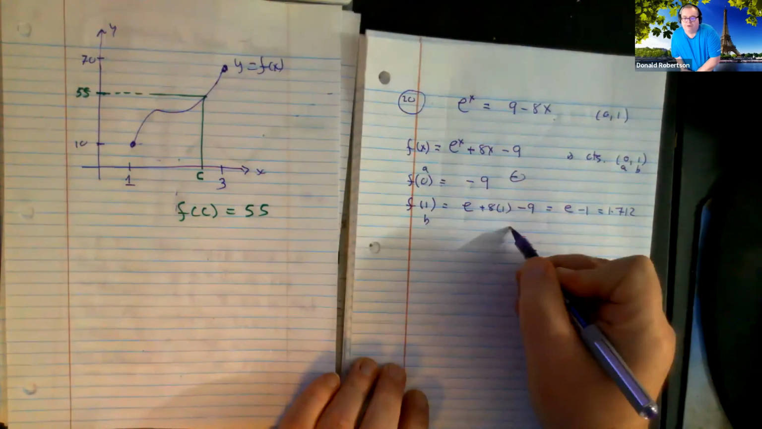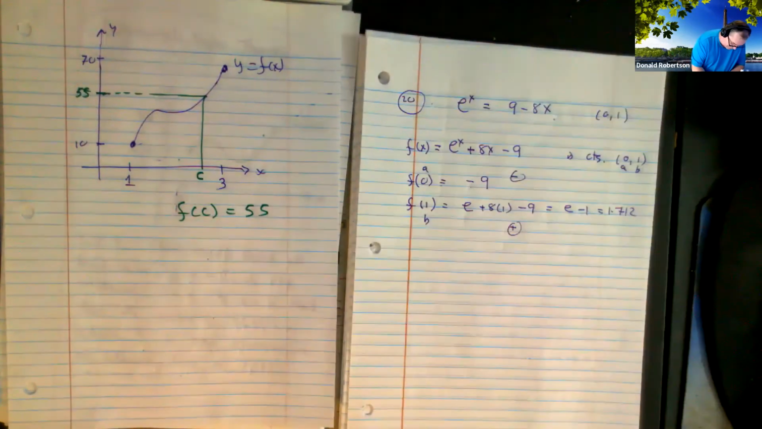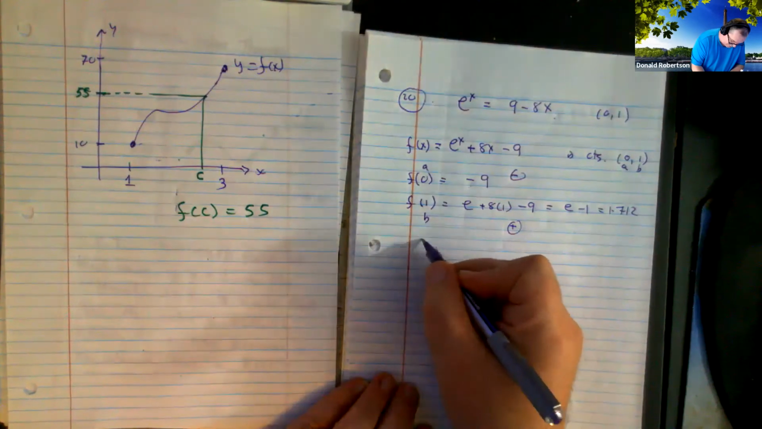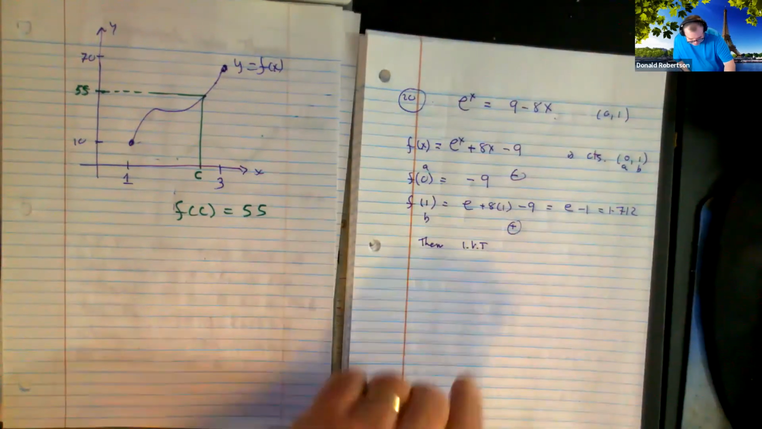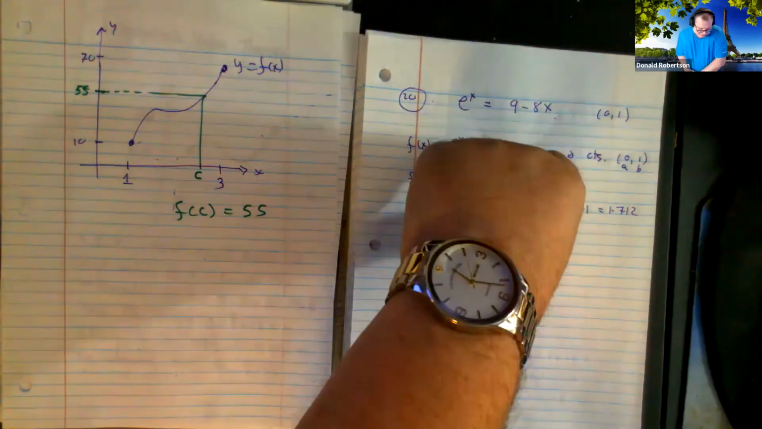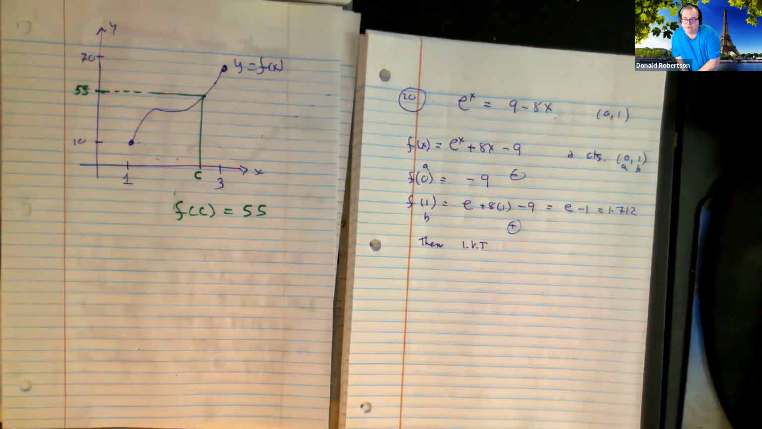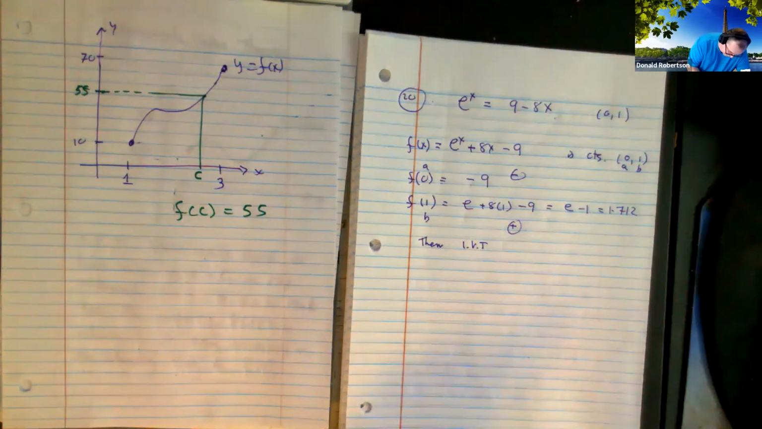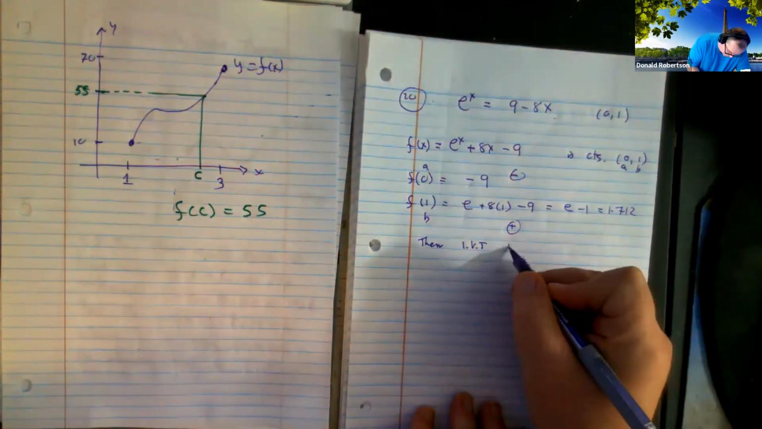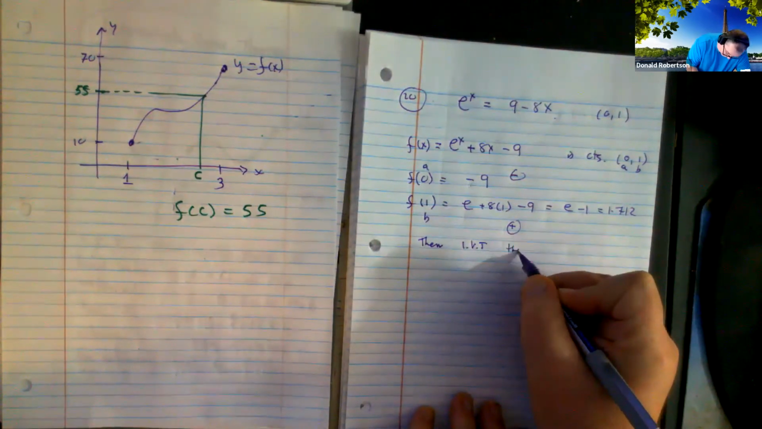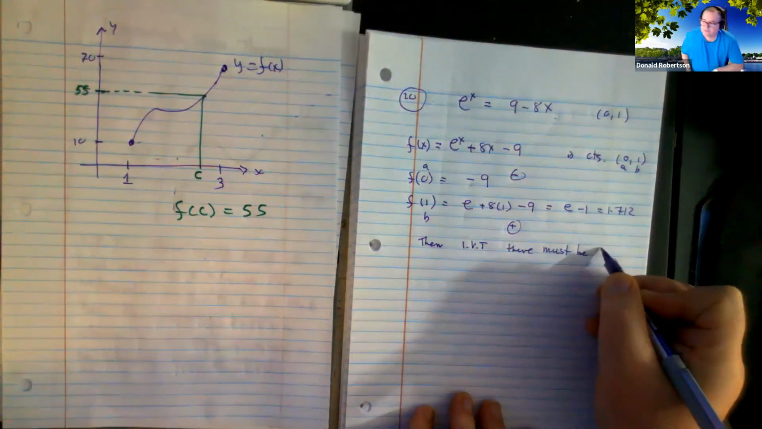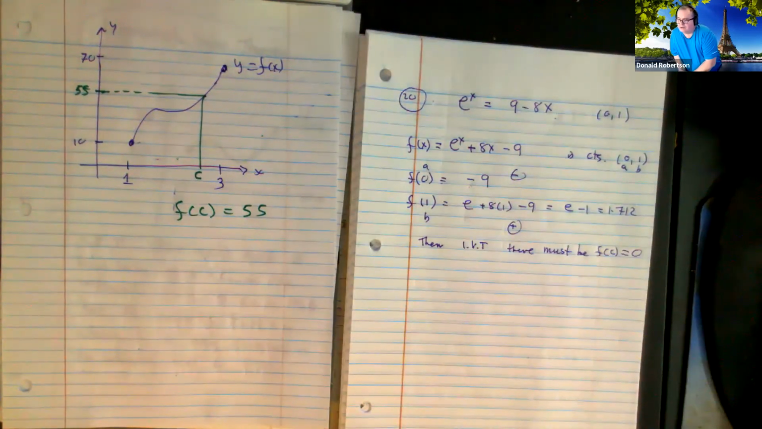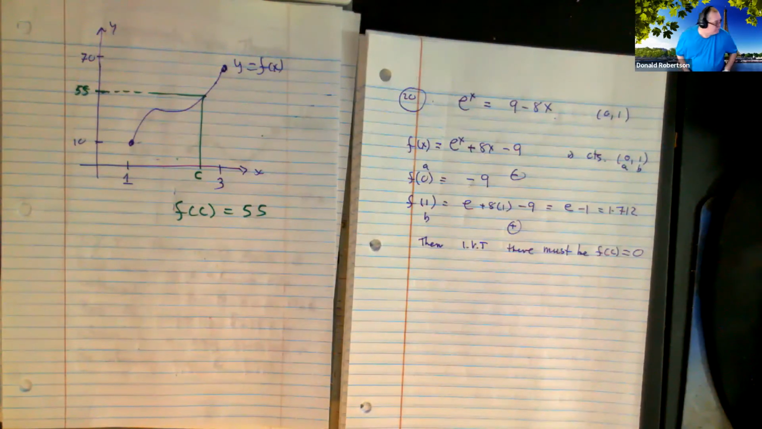Now, according to the intermediate value theorem, isn't 0 somewhere between -9 and positive 1.712? Would you agree 0 is an answer? So according to the intermediate value theorem, there must be some place where f of c equals 0. Agreed? So doesn't that mean that this has a solution? And that's the proof. Bit weird.